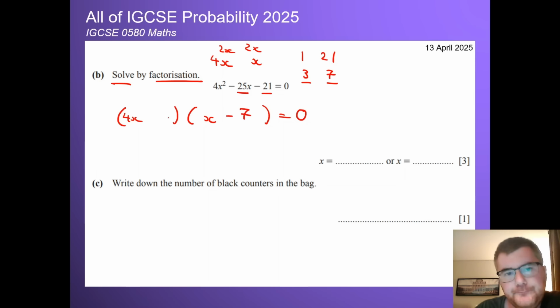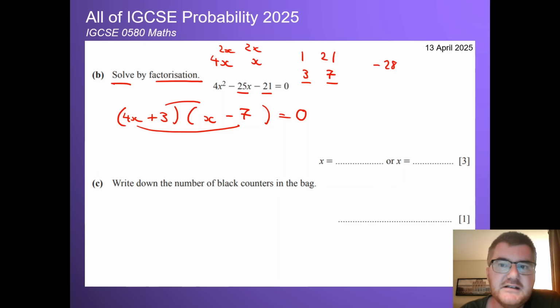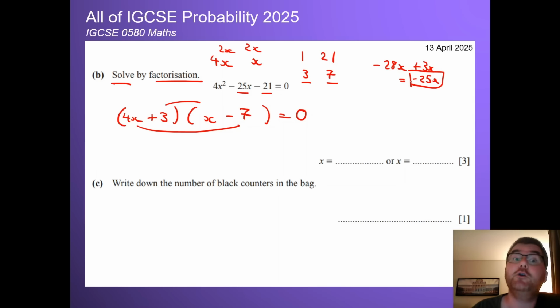So I've got a minus 7 here. 4x times minus 7 is minus 28x. Aha, if I put a plus 3 here, plus 3x, and I'm just checking the middle terms of FOIL. So we get minus 28x plus 3x is minus 25x. Good, I do get the middle term that I'm looking for, which is important.